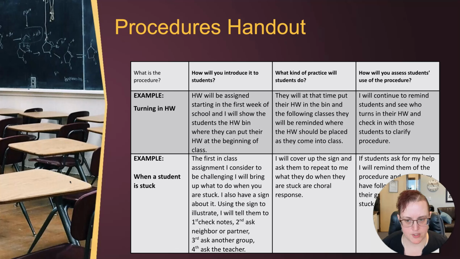Here's another example: when a student is stuck. The first in-class assignment I consider to be challenging, I bring up what to do when you are stuck. I also have a sign about it. Using the sign to illustrate, I will tell them: first check notes, second ask neighbor or partner, third ask another, fourth ask the teacher. I will cover up the sign and ask them to repeat with me what they do when they are stuck, with choral response. Choral response is a great way to make sure that you practice. If students ask for my help, I remind them of procedures and ask if they have followed it. I can ask the group if they are also stuck on this part.